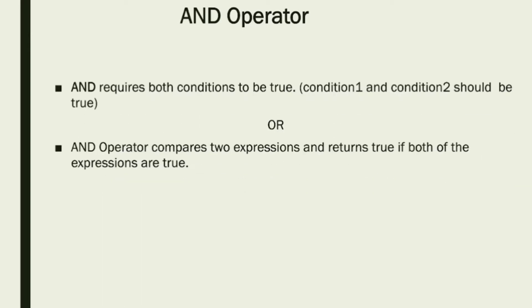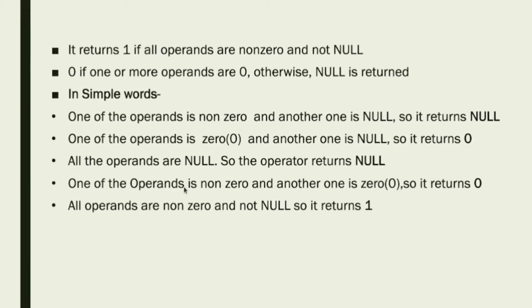The AND operator requires both conditions to be true. The AND operator compares two expressions and returns true if both of the expressions are true. So it returns 1 if all the operands are non-zero and not null. In simple words, if one operand is non-zero and another is null, it returns null. If one operand is 0 and another is null, it returns 0. I will tell you with the query so it will be clear to you.